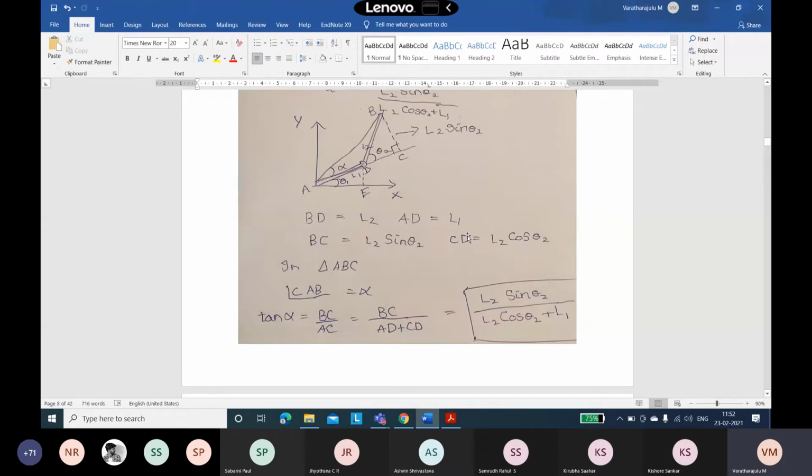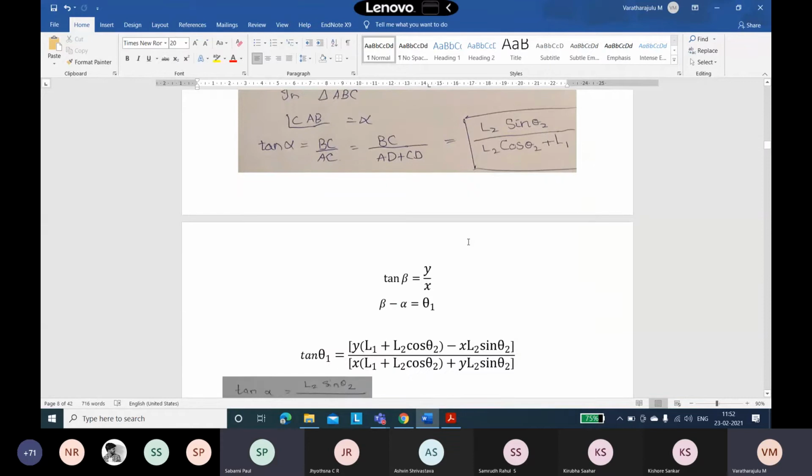Do you have any doubts? Shall I move further? Yes, sir, you can move further. Tan beta is equal to y by x.